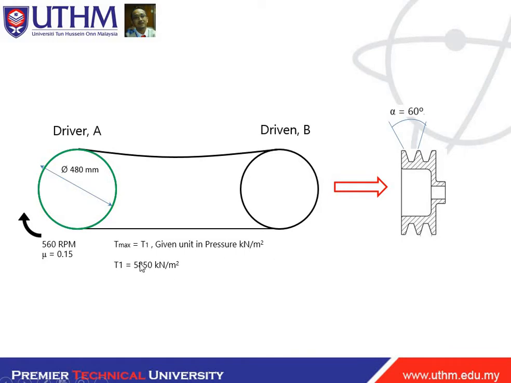Tmax is given in pressure unit as 5850. Of course, because of the density, we need to consider it. We consider T1 as the maximum tension in the system. The cross-sectional area and the density are also given. It is stated that the rpm of pulley B has been reduced because of the slip, from 560 to 510.